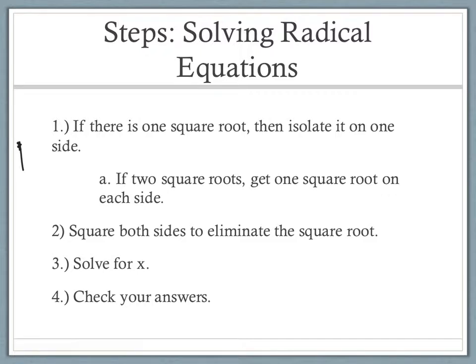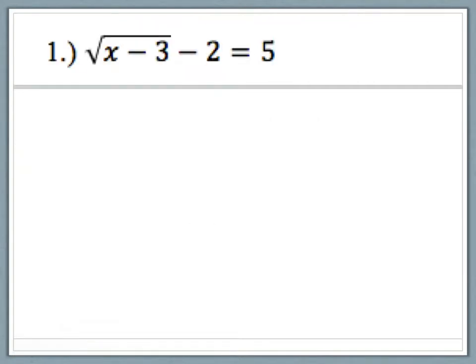Then we'll just solve for x. There's different ways we might have to solve for x, but then last we'll check our answer for extraneous solutions. Because the big thing with square roots is we can't do square roots of negatives, and we also know square roots don't equal negative numbers, so you have to be careful and check to make sure that your answers actually work out.